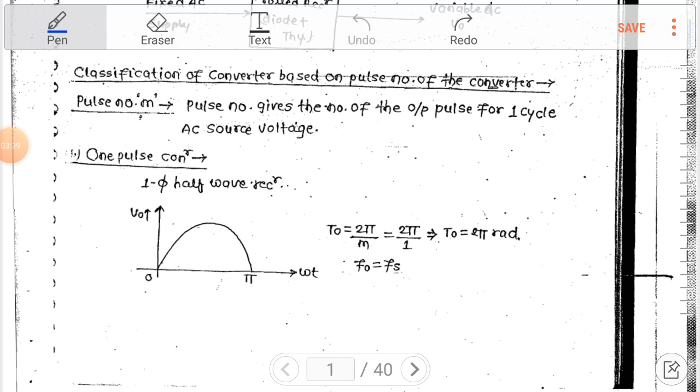Next is the classification of converters based on pulse number. What is pulse number? It is denoted by M, and it is the number of pulses at the output for one cycle of the AC source voltage. For a one pulse converter, we have one pulse from 0 to 2 pi, and it lies from 0 to pi. It is the positive cycle, and the negative cycle is clipped off. So the time period is 2 pi and the output frequency is equal to the source frequency.